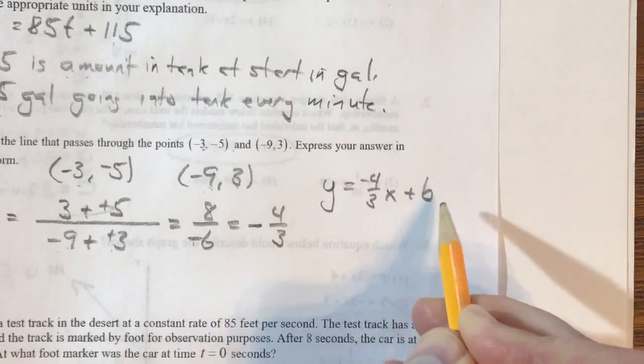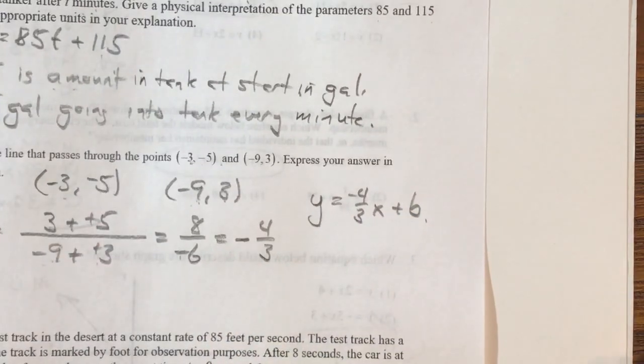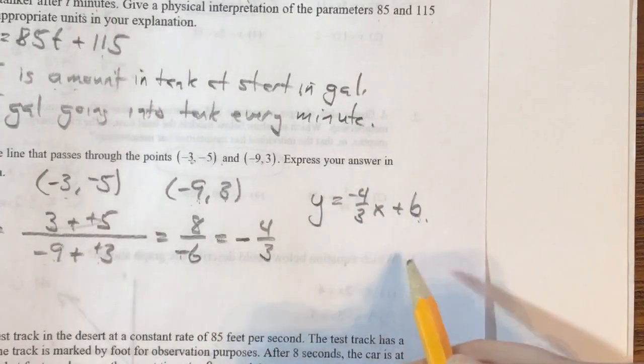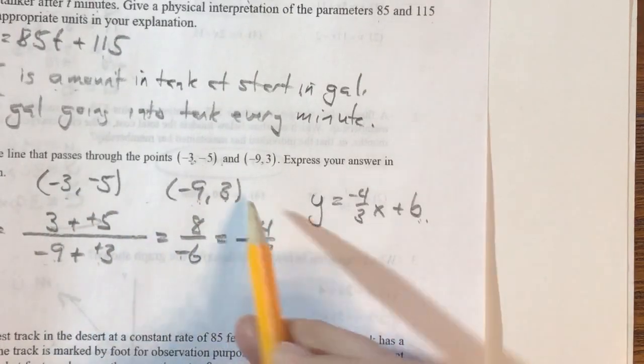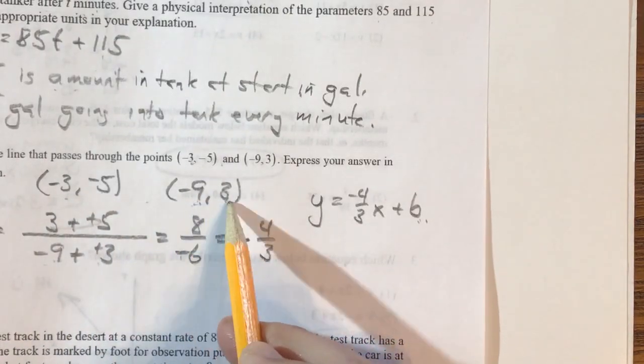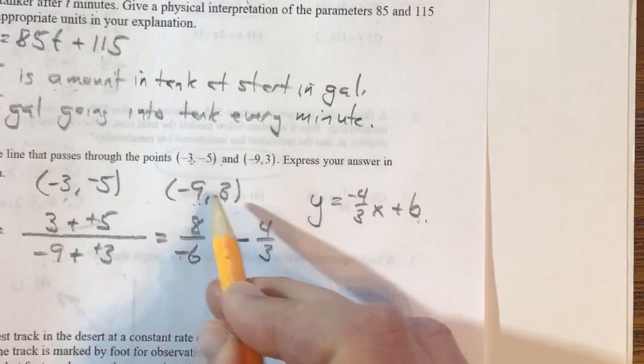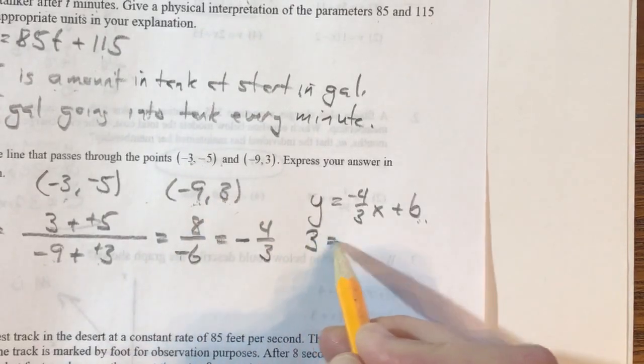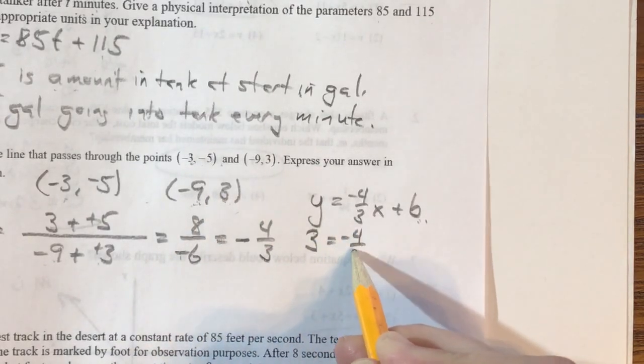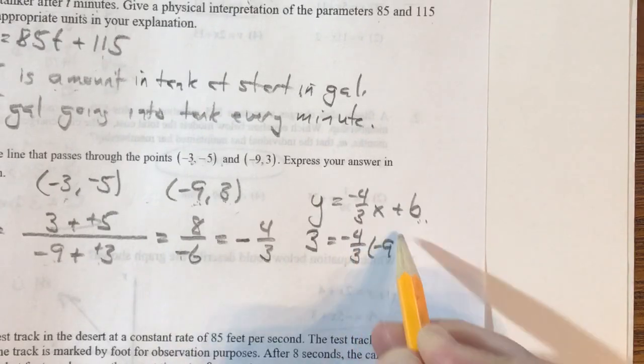All right, so I got my slope. What am I missing? Just like we did in one of the earlier problems, I need b. Which point do you want to use? I'm going to use the -9, 3. You can use the other one if you want. The output is 3 when the input is -9.